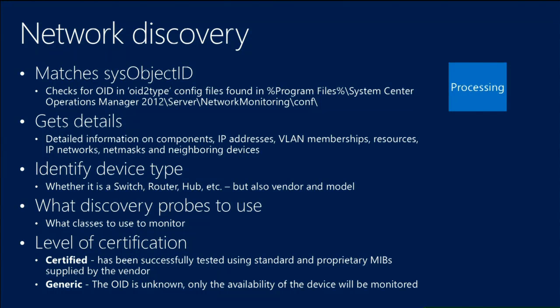And then we'll set in the console the level of certification. So whether we found it to be a certified device, so we do extensive monitoring, or that it shows up as generic. Now, if you look at SP1, but also going forward with R2 of Operations Manager, you'll see that column going away. It's not that we can't monitor the device, it's just whether or not out of the box we have all the right information already.